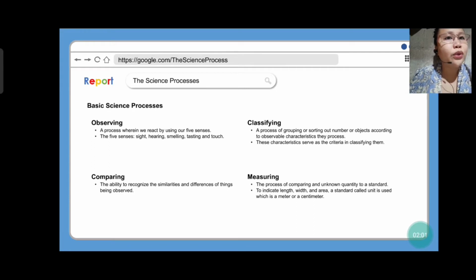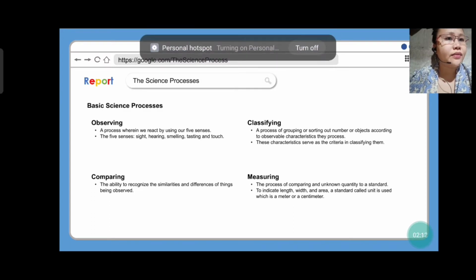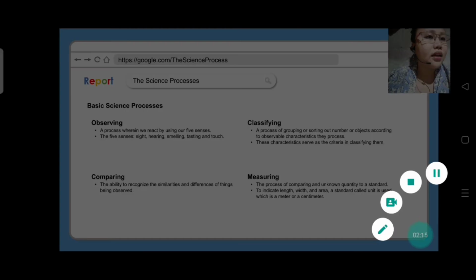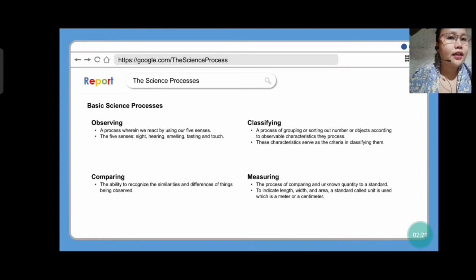Then next, the fourth basic science process is measuring. Measuring is the process of comparing an unknown quantity to a standard. To indicate length, width, and area, a standard called a unit is used, which is a meter or a centimeter.